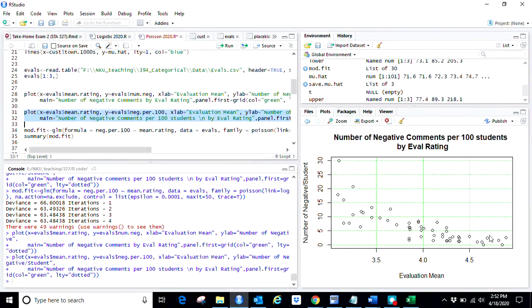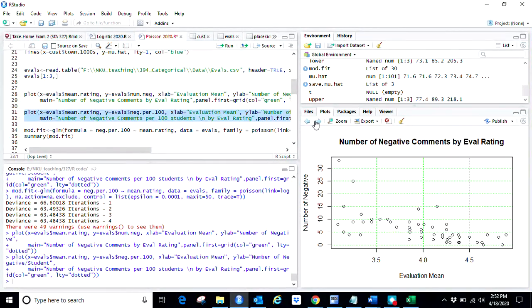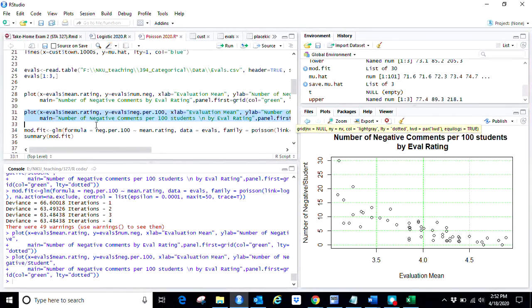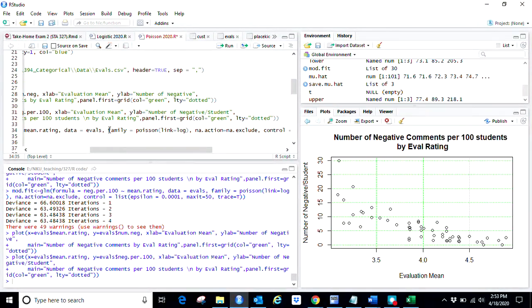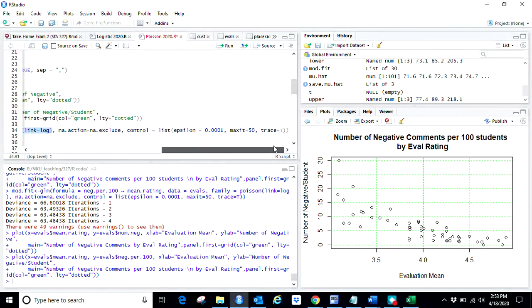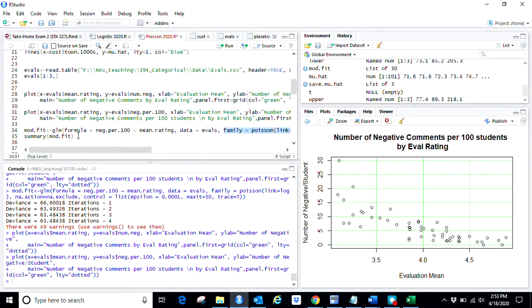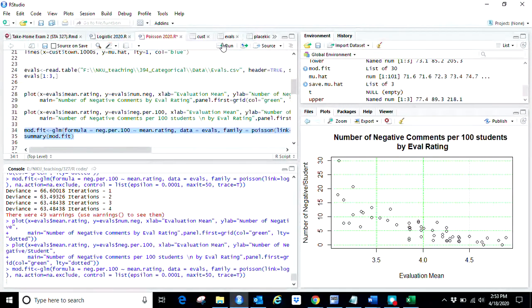And because I liked this second plot better, and here's nice, you can go back and forth this way a little bit easier to see how that variation maybe went down a little bit more, I'm going to actually use this in my GLM. I'm going to use the number of negative comments per 100 students instead of just the number of negative comments. So I'm going to fit my model again using that Poisson family with the log link function. Same other values here, and I'm going to spit out that summary.